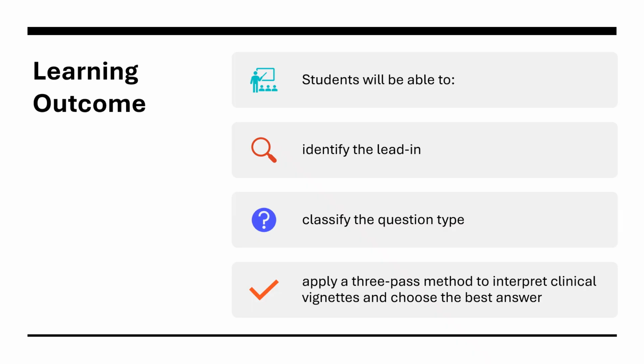By the end of this video, you'll understand the anatomy of a licensure exam style question. You should also be able to identify the different parts, like what is the lead-in versus what is the stem, and you'll also be able to recognize what type of exam question you're looking at, such as recall, recall plus diagnosis, or diagnosis with next steps. I'll also talk about using the 3-pass method to break down the stem and help you sort out details before choosing the best answer.